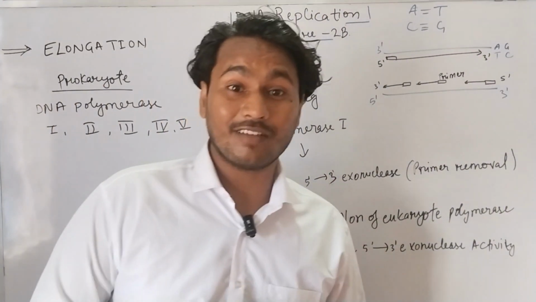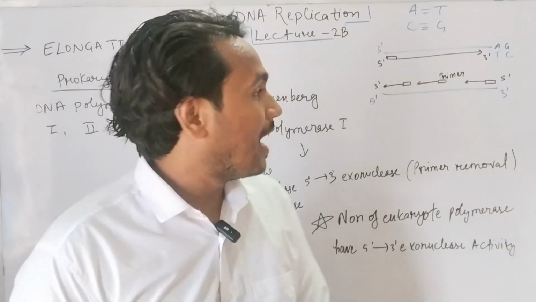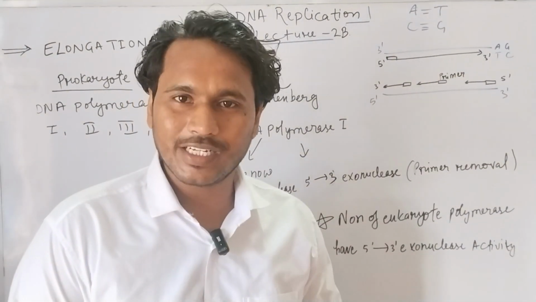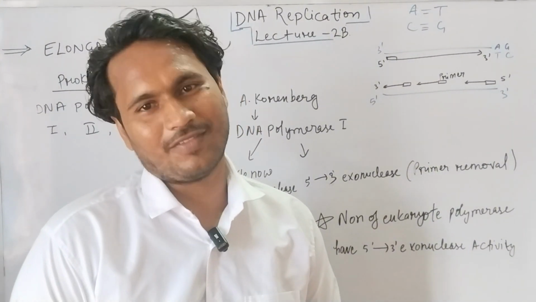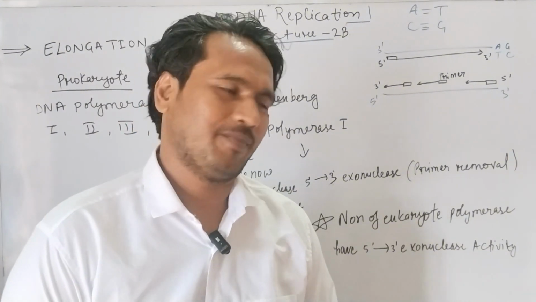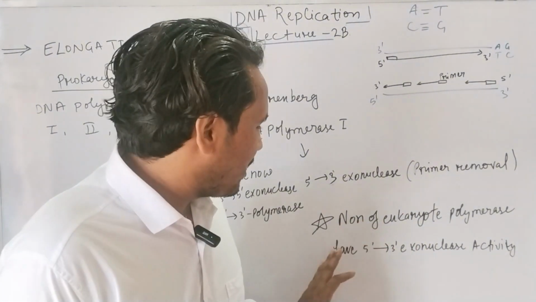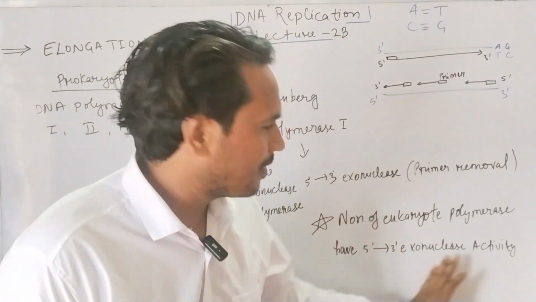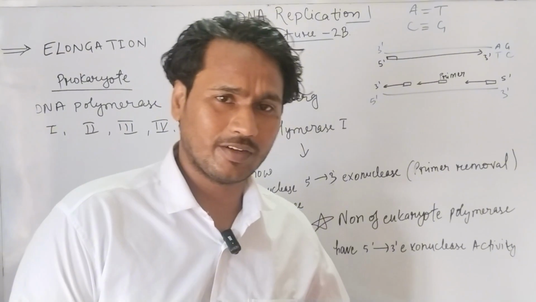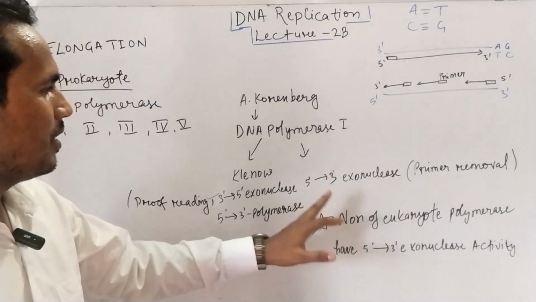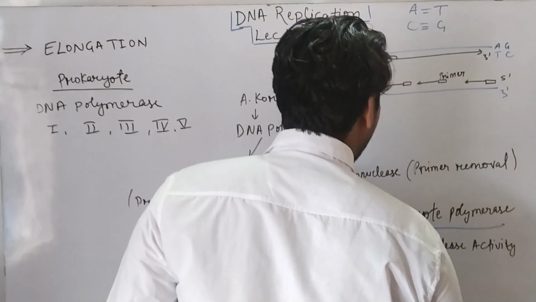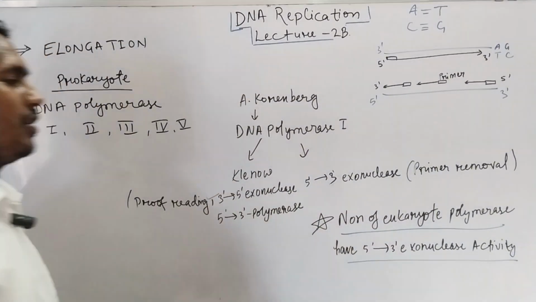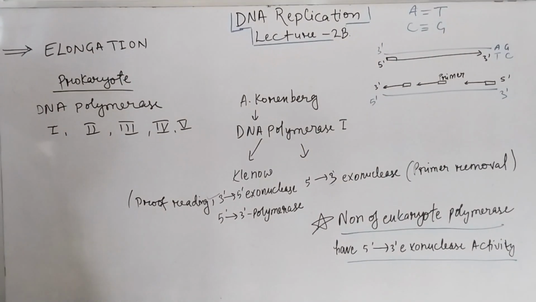If it doesn't have the 5' to 3' exonuclease activity, then how will they remove this primer? That is a question that must come to your mind, and you should ask me when you are taking a live class, or you can ask in the comment box. So this is for you. Let me tell you that we will cover this in the termination section, how it is removed. But it is very important. You must note it down: none of the eukaryotic polymerases have the 5' to 3' exonuclease activity.